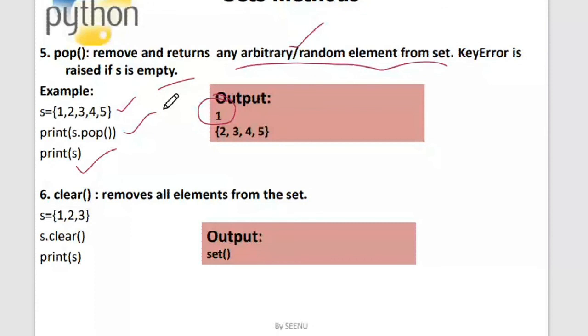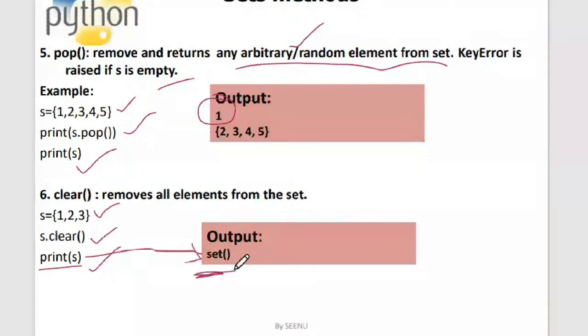Okay, so next is the clear method. The clear method removes all elements from the set. So I have a set which is 1, 2, 3, and I said S dot clear. When I said S dot clear, what is happening? All the elements in the set are removed and the set is empty now. I have given a print S to show you that the set object is not lost. I am just having an empty set. That's it. Keep this in mind.